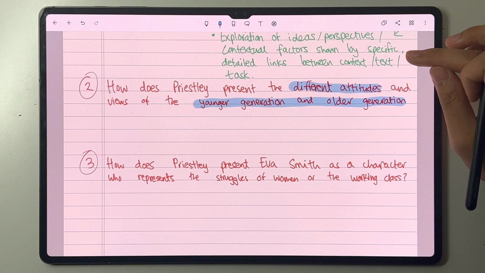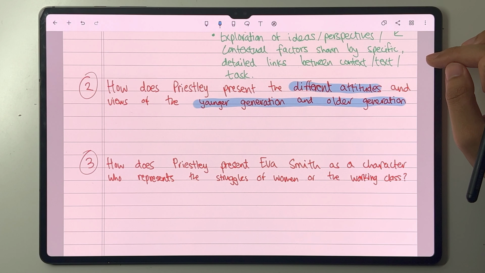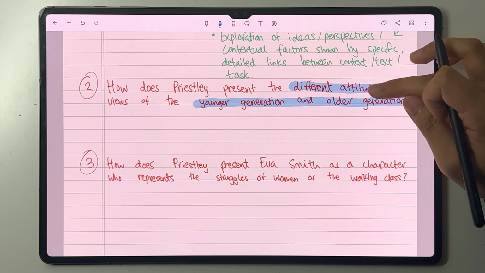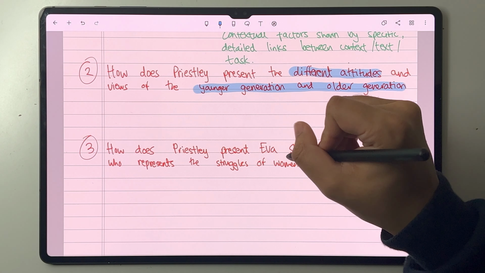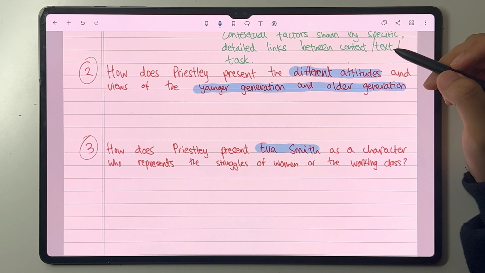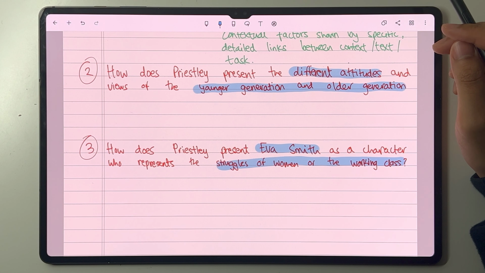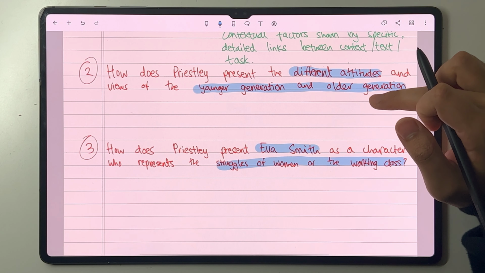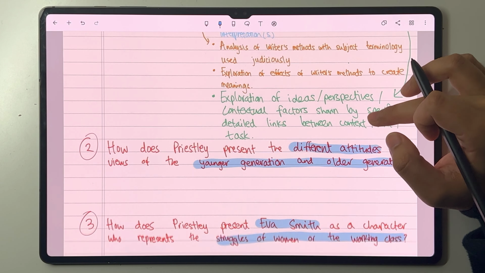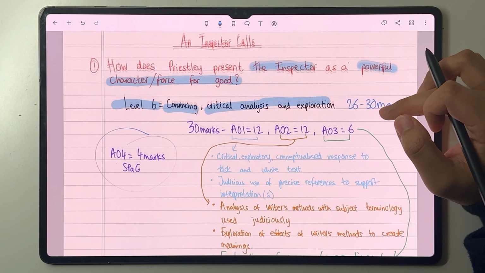Moving on to the third and final predicted question for An Inspector Calls by J.B. Priestley. Question 3 is, how does Priestley present Eva Smith as a character who represents the struggles of women or the working class? So this is our third and final prediction for Section A, Paper 2. Now, these are some areas for you to explore and revise for your upcoming exams.